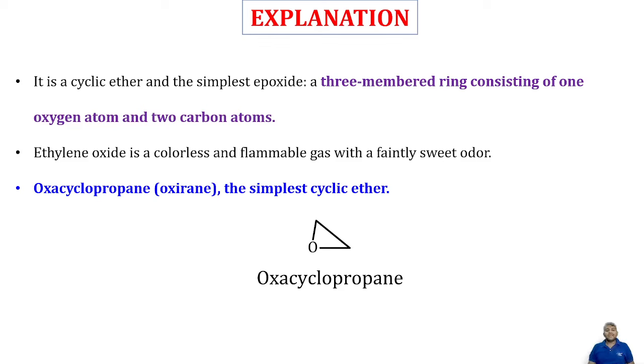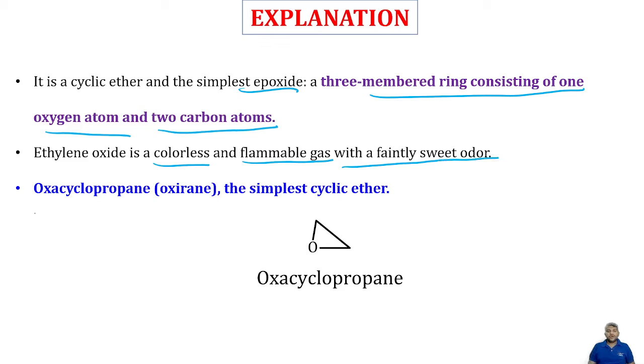Basically, the simplest cyclic ether is the epoxide, which has a 3-membered ring consisting of 1 oxygen atom and 2 carbon atoms. Ethylene oxide is a colorless flammable gas with a faintly sweet odor, and oxacyclopropane is the exact chemical name of your oxirane, the simplest cyclic ether.